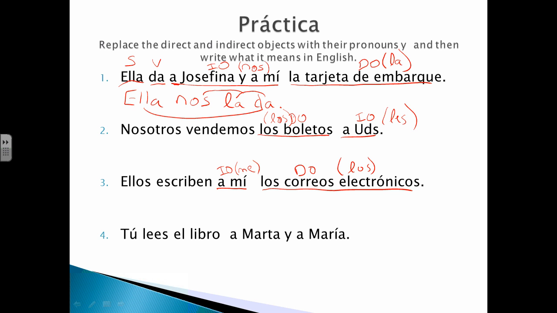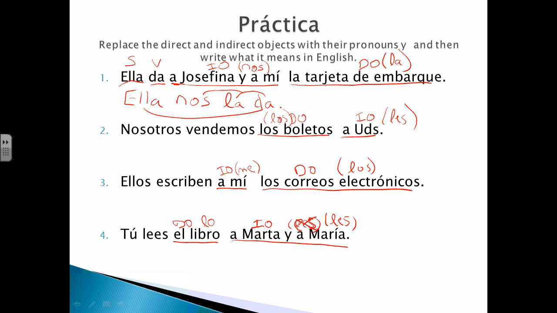Okay, number 4, you read what? You read the book. This is the direct object, which is lo. To whom do you read? Marta y Maria. This is the indirect, which would be les, no? So, that's les. Lo siento. This pen is not the best. Okay. So let's see what the answers are.